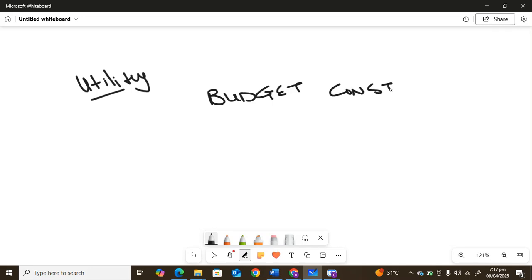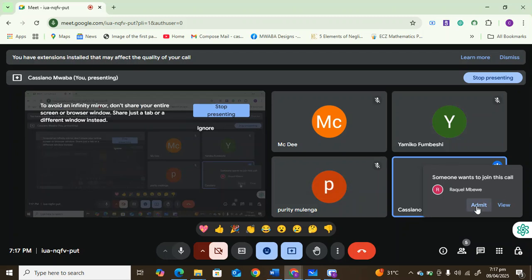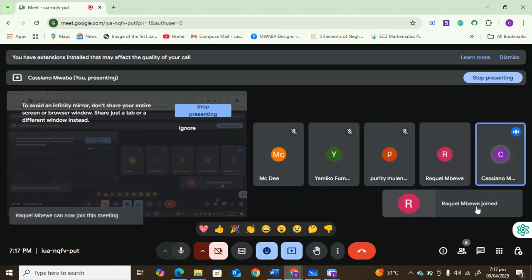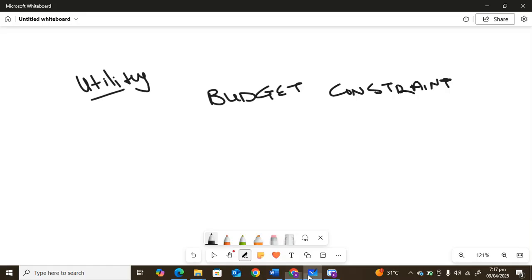Colleagues, what do we understand by the word constraint? Yes, limitation, yes. And we experience this every day, colleagues. Every time we go into a grocery shop, you have a limit. Your budget will have a limit, and you can't go beyond that limit. So with this topic, the way the budget constraint equation works is you have your limit of income.